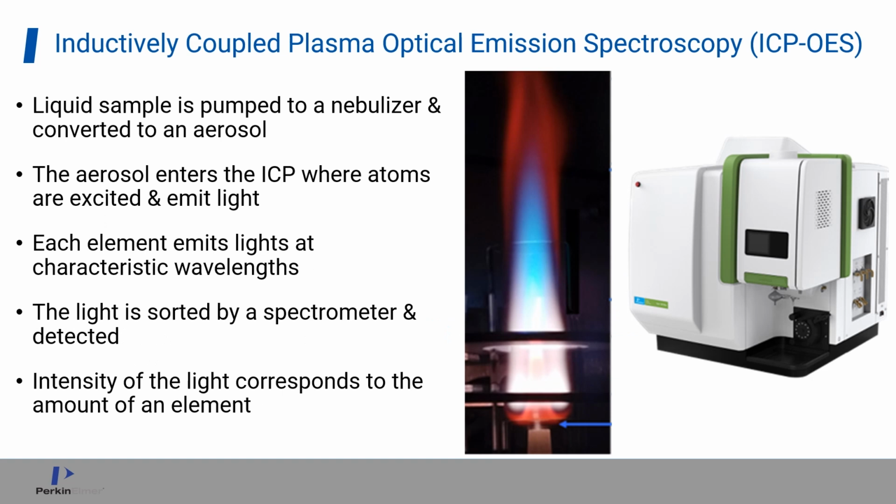So let's talk a little bit about ICP-OES. Basically, the way it works is that a liquid sample is pumped to a nebulizer and converted to an aerosol. These cathode materials are solid, so they first have to be dissolved and converted into a liquid. The aerosol enters the ICP, where the atoms are excited and emit light, as we see in this photo of a plasma on the right. Each element emits light at its characteristic wavelengths, and the light is sorted by a spectrometer and detected. The intensity of the light corresponds to the amount of the element present.